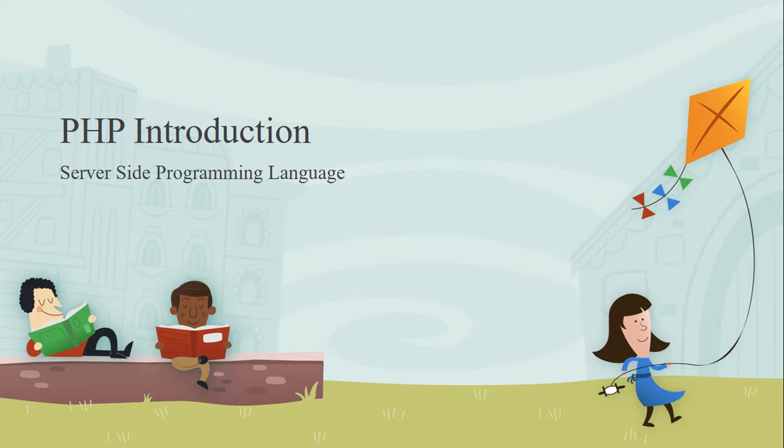Suppose you go and type google.com. There are several pieces of code which Google runs on its server which you don't have to know about, but you find the result in your own browser. So you are a client to the Google server. We are going to learn how this happens, but before that, an introduction to the language is required. So we'll see what PHP is all about.